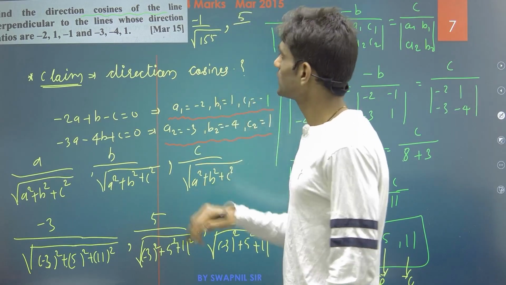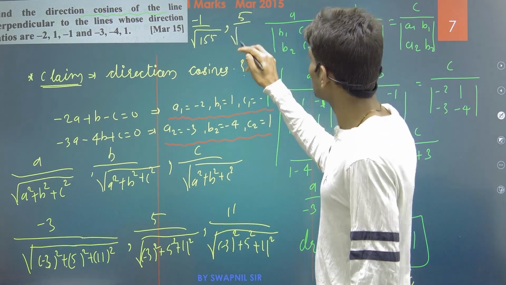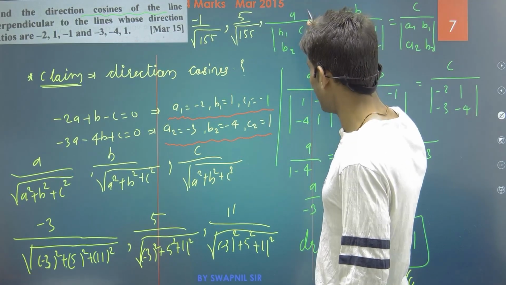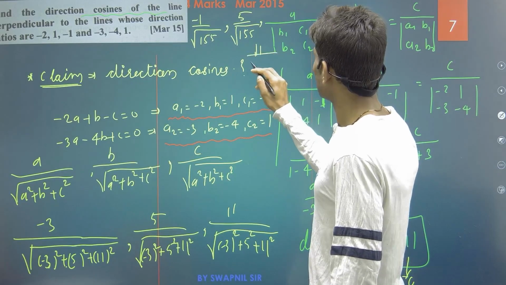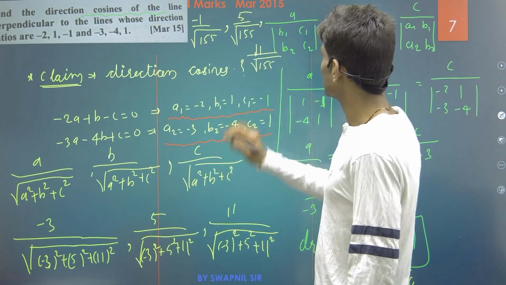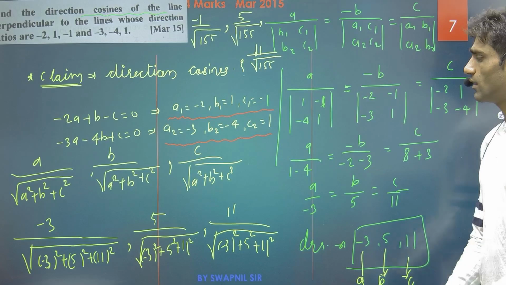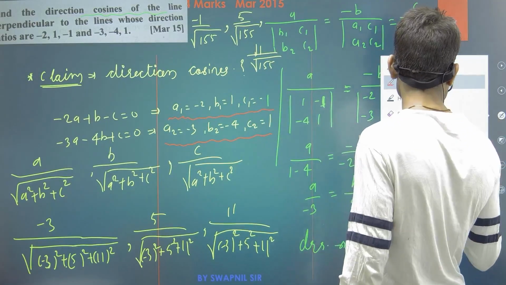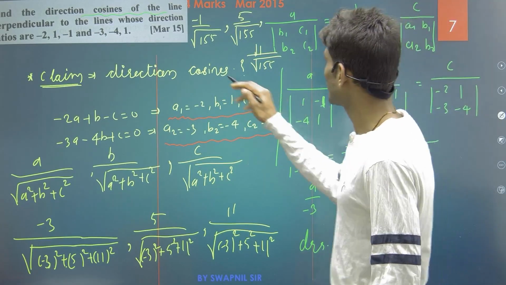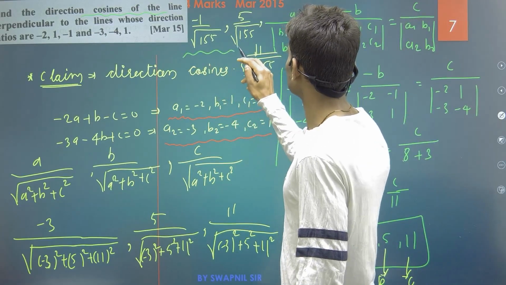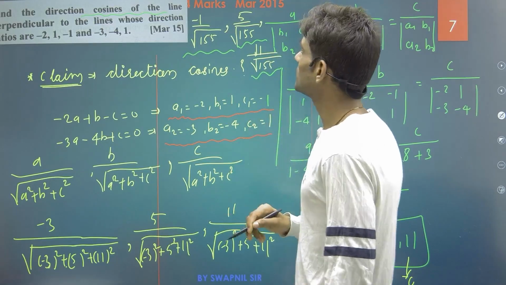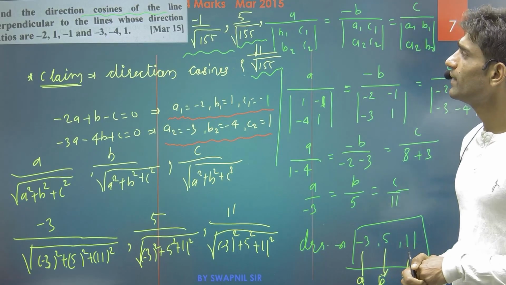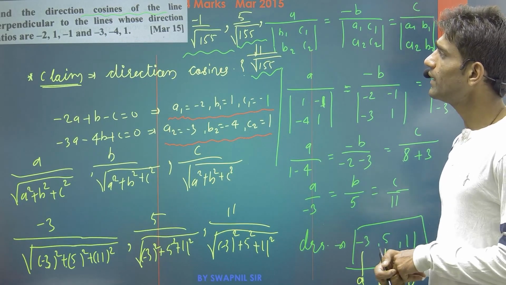Second direction cosine, we write it as 5 upon square root of 155. And the third direction cosine, we can write it as 11 upon square root of 155. So these are the three direction cosines we want in our solution. This one is the first direction cosine, this one is the second, and this one is the third. We found three different direction cosines for our given line.